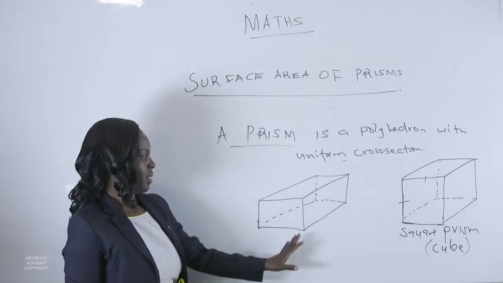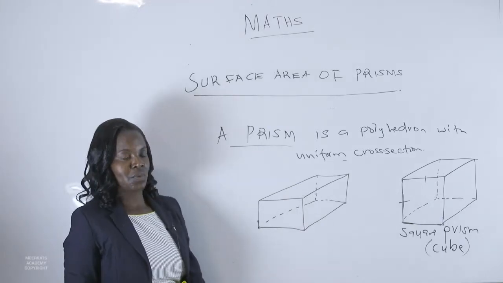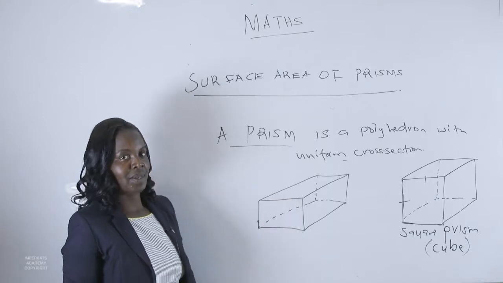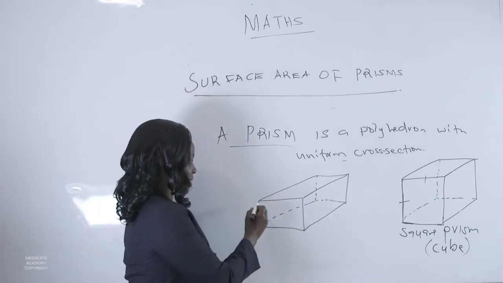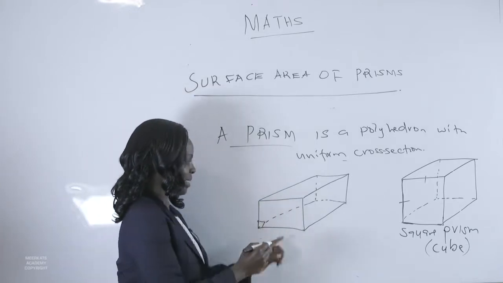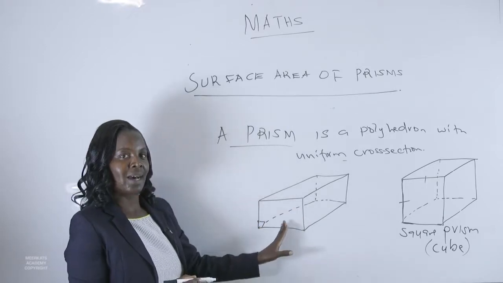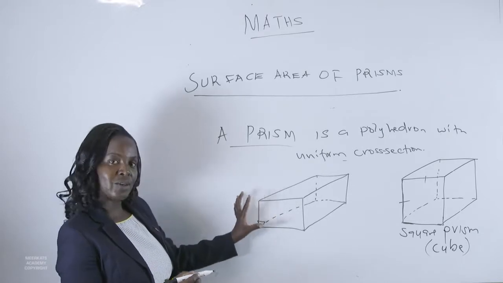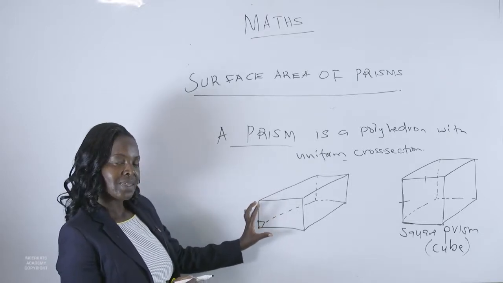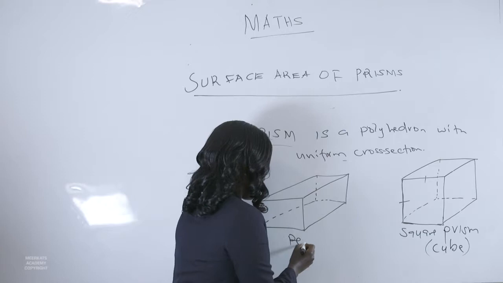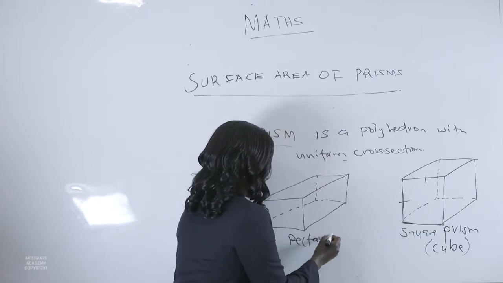What do you call this type of prism? We said we look at the cross-section, and the cross-section is a rectangle. We are not told that the sides are equal, meaning this is a rectangle. So because the cross-section is a rectangle, we call this a rectangular prism.